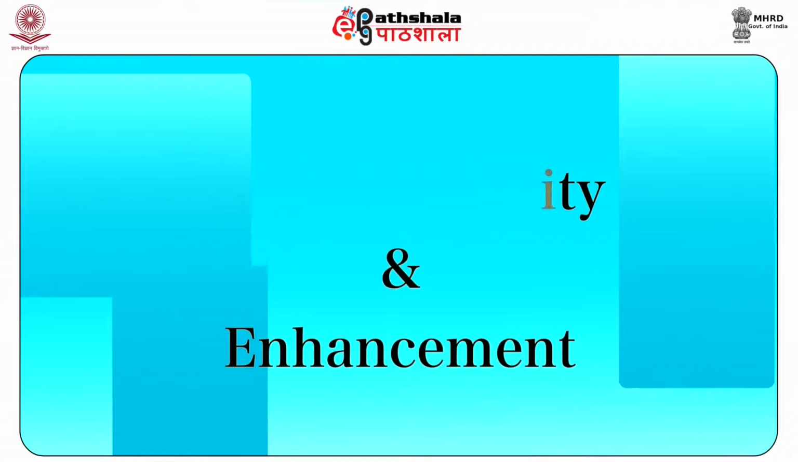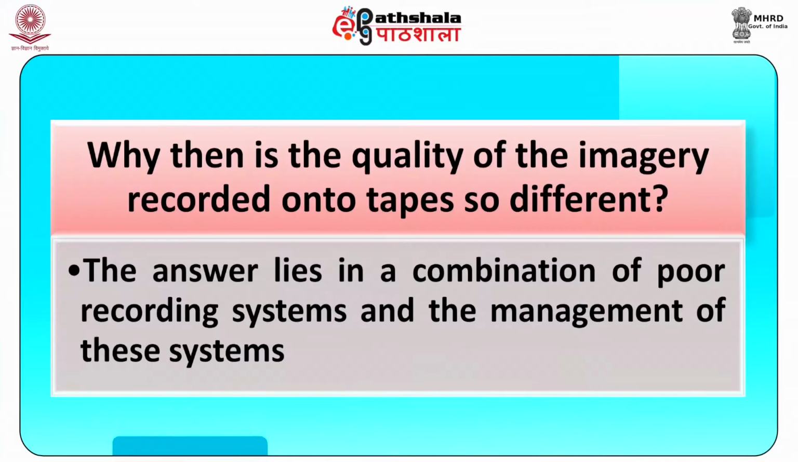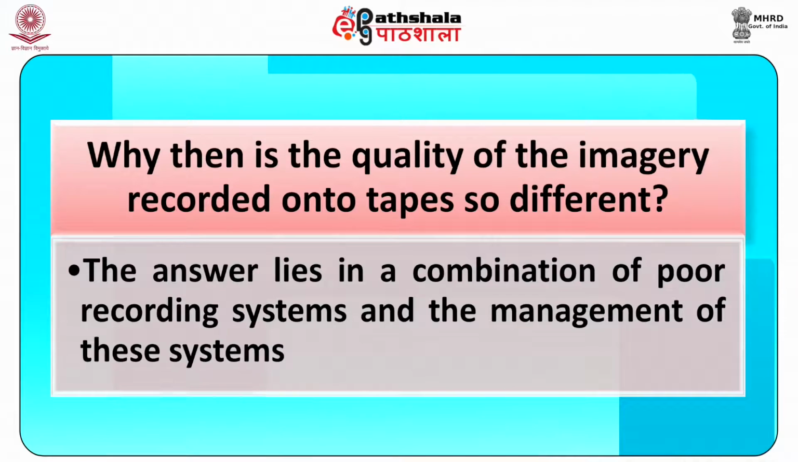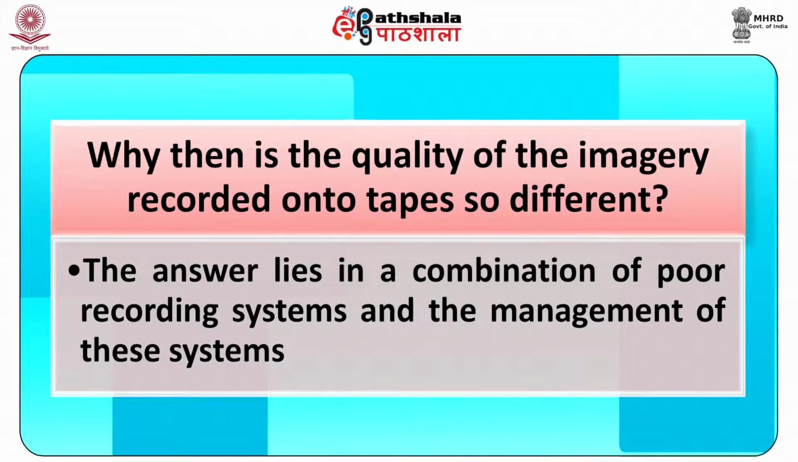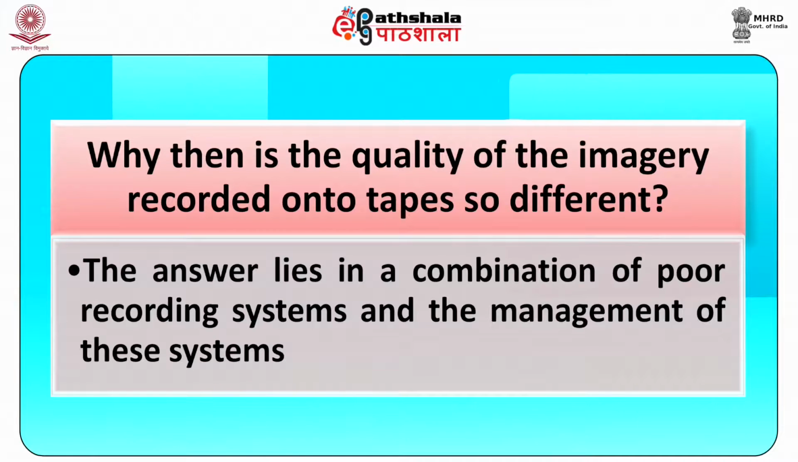Imagery quality and enhancement. A great deal of imagery made available in forensic work is of medium to poor quality. Surprisingly, this has little to do with the quality of the cameras. Most CCTV monitors show pictures that are mainly clear and unambiguous. Why then is the quality of the imagery recorded onto tapes so different? The answer lies in a combination of poor recording systems and the management of these systems.